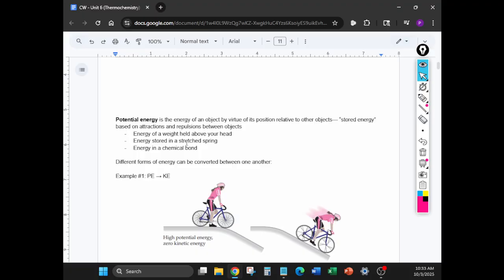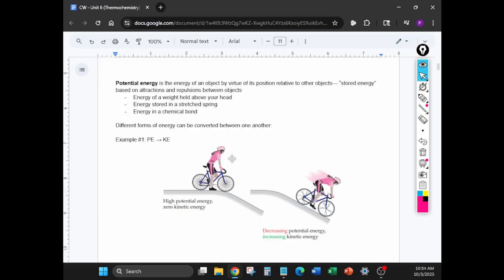Potential energy is basically the stored energy, the potential energy that an object has access to. An easy way to think about it in everyday life is if you're on a bike at the top of a hill, you have very high potential energy because you can potentially move down. As you go down the hill, your kinetic energy increases, but you lose potential energy because you're going down in elevation. So that's an easy example of potential energy. It's stored energy. Now, for Chem, we're not going to be talking about this.